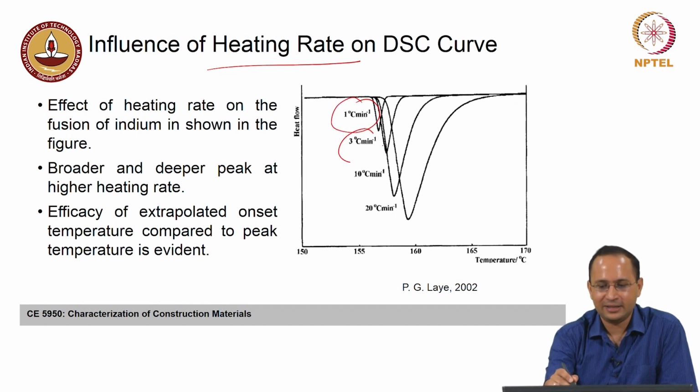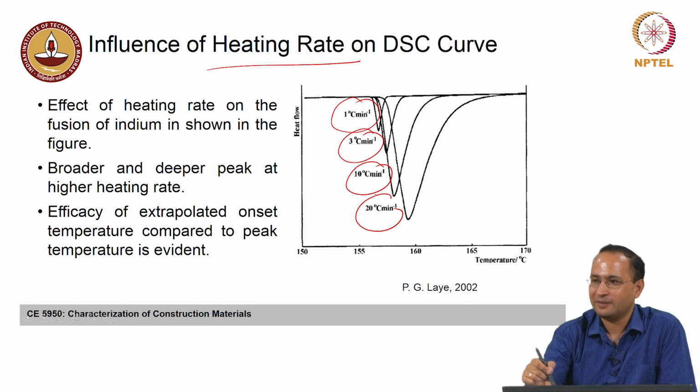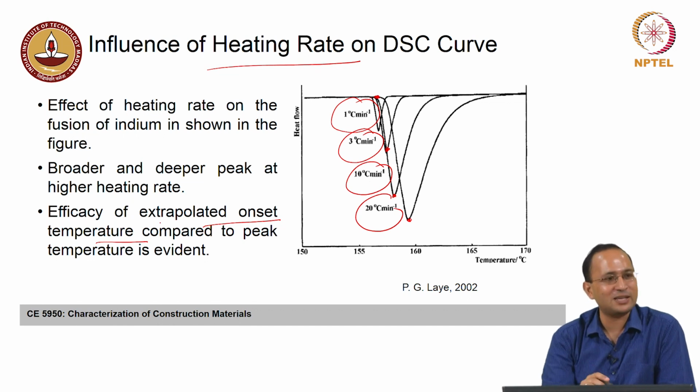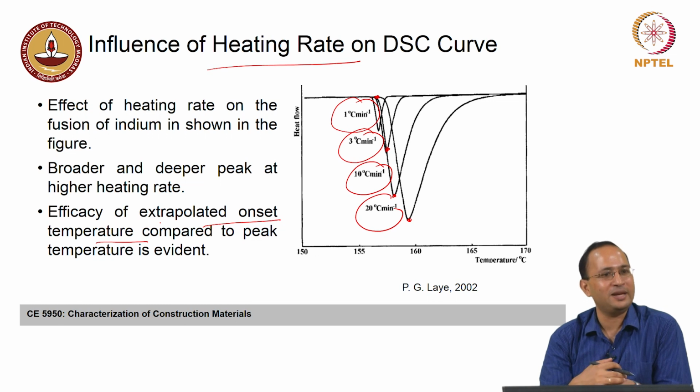That is what you are seeing here. So 1 degree C, 3 degree C per minute, what is happening? Peaks are becoming broader and deeper, right, is it clear? But what you notice is that your peak temperature is changing, but the extrapolated onset temperature, if you look at this, does not change. So that is the usefulness, the efficacy of extrapolated onset temperature compared to peak temperature, because it does not change with heating rate.